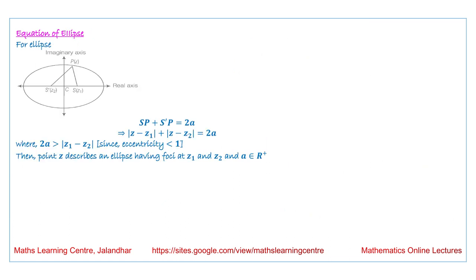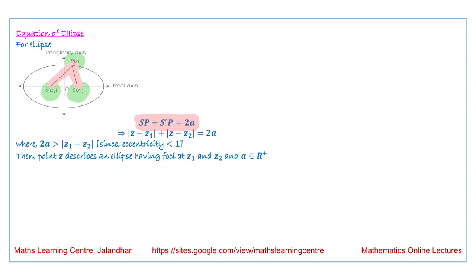Next is the equation of the ellipse. As in the case of the parabola, we are saying that this is the ellipse shown over here. These are the two foci we have, corresponding to z1 and z2. Any point on the ellipse we are saying is z. So, by the definition of the ellipse, we have SP plus S dash P, and this should be equal to 2 times a.